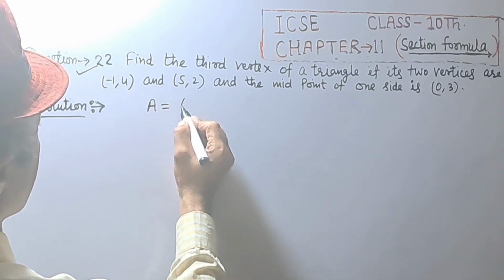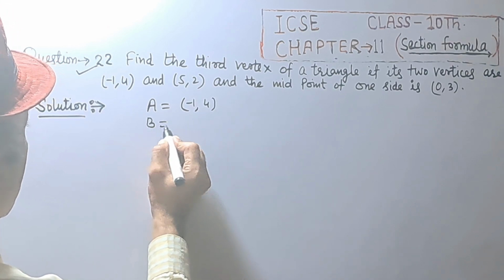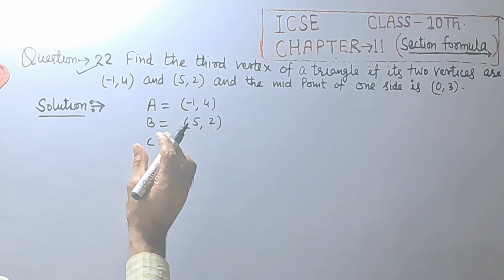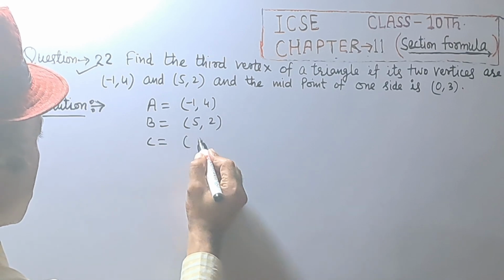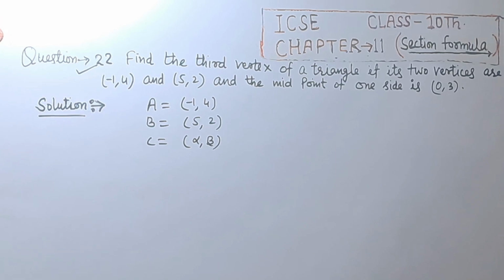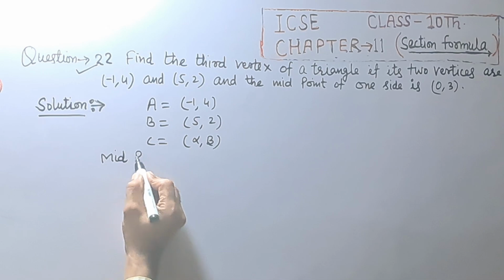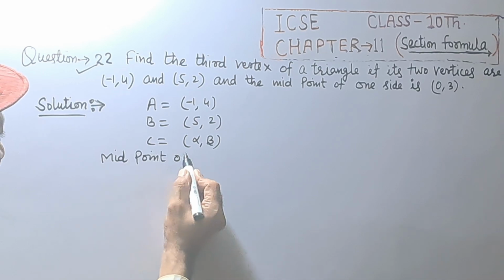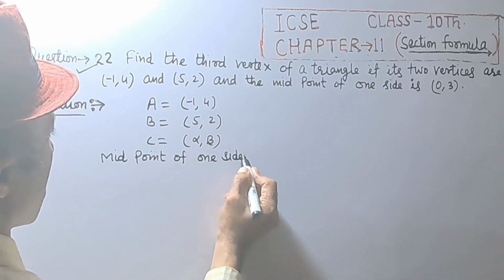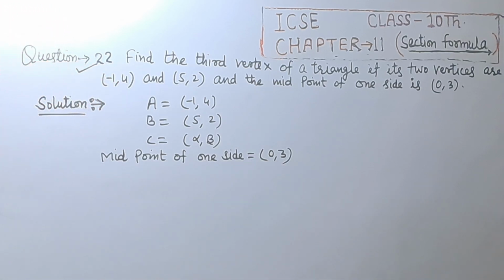Let A = (-1, 4), B = (5, 2), and the vertex C = (alpha, beta). The midpoint of one side is equal to (0, 3).